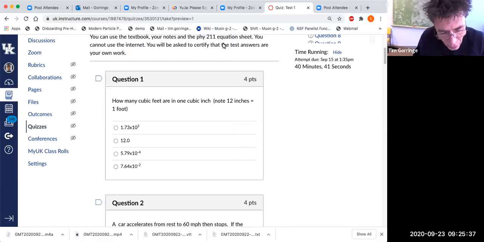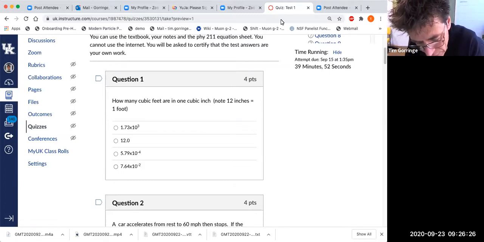Anyway, number one asked me to figure out the number of cubic feet that there are in 1 cubic inch. And I was told that there are 12 inches in 1 foot. I mean, I already knew there was 12 inches in 1 foot. So the number of cubic feet in 1 cubic inch, just imagine it. It's going to be a tiny fraction of 1. A cubic meter is this big. A cubic inch is this big. And so there's only going to be a small fraction of a cubic foot in a cubic inch. But let's work it out.